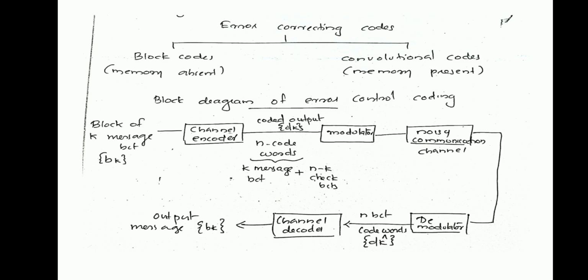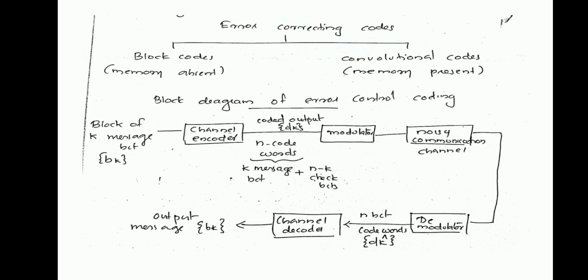What is the block diagram of this error control coding? So we have a block of k message bits. We need to send that k message bit without any error. So we are giving that k message bit to the channel encoder.